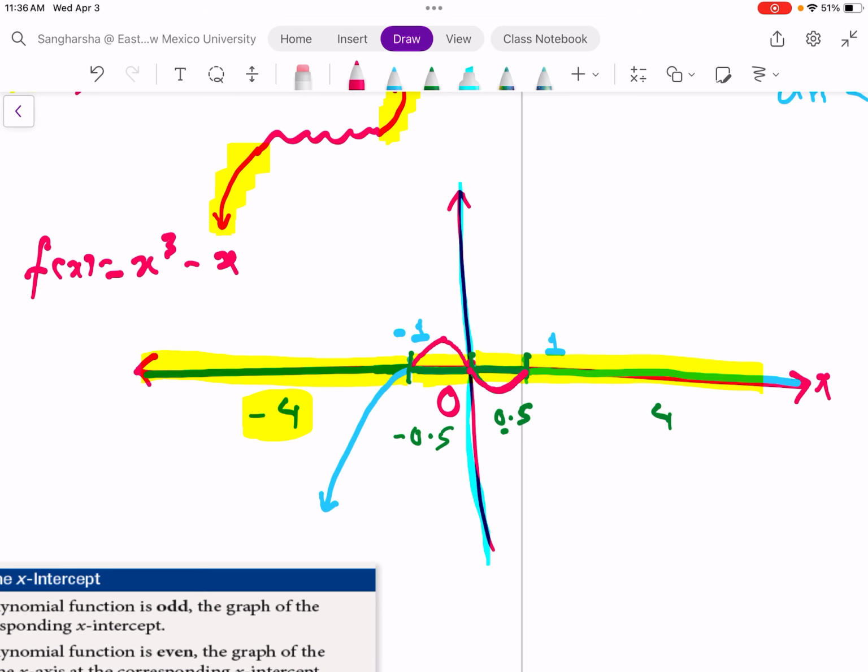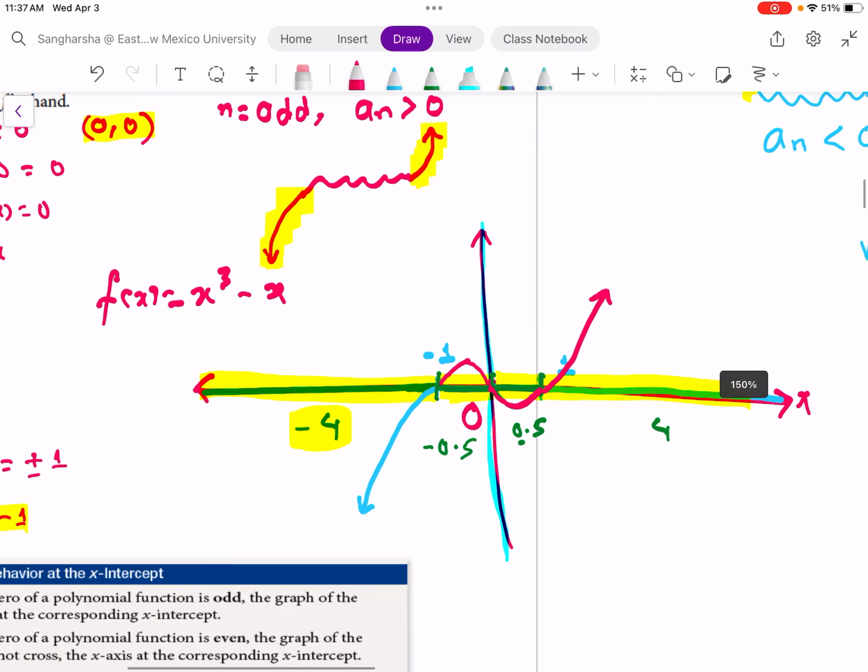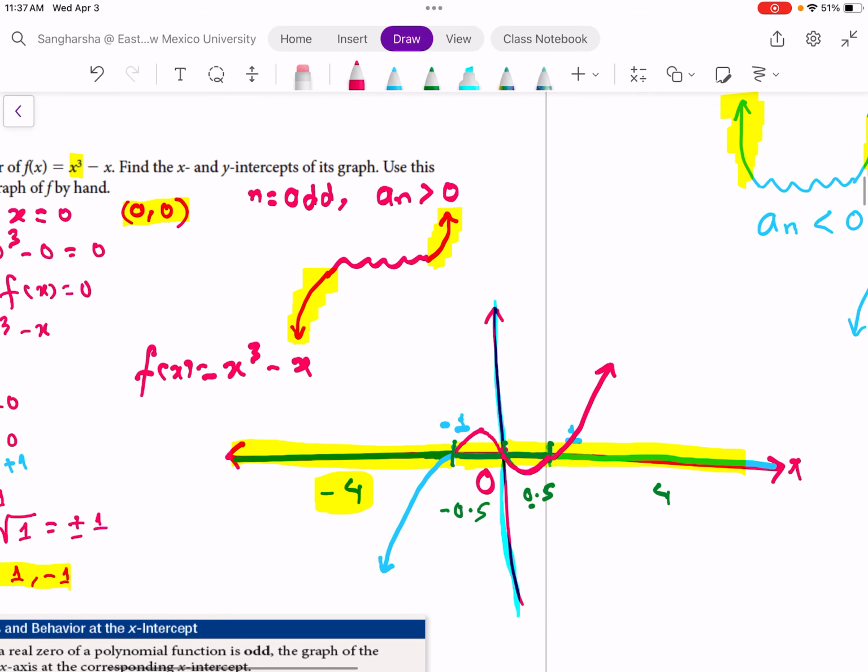Now let's check at 4. So if our x is 4, 4 cubed is 64 minus 4, that is positive 60. So the graph goes all the way this way. And let's compare with our end behavior. So on the left end, we have a pretty similar graph, and this is what we have on the right end. Now this graph looks pretty similar here, right? They have the same end behavior. And if your final graph is similar to your end behavior, then you have the correct graph.